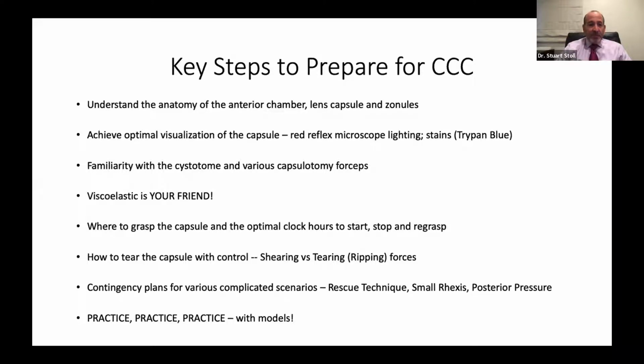capsulotomy. You need to have familiarity with the cystotome and various capsulotomy forceps, and understand that viscoelastic in the operating room is your best friend. It's a powerful tool you can use to your advantage.